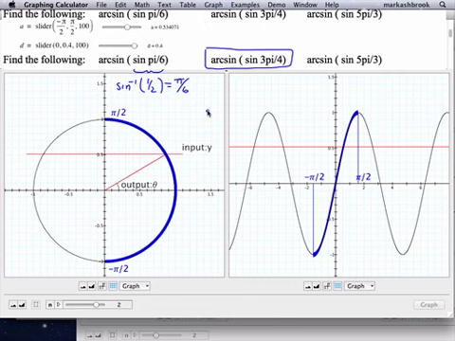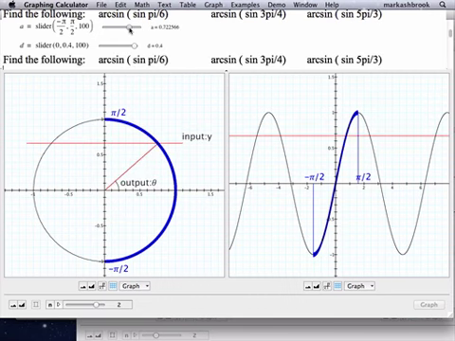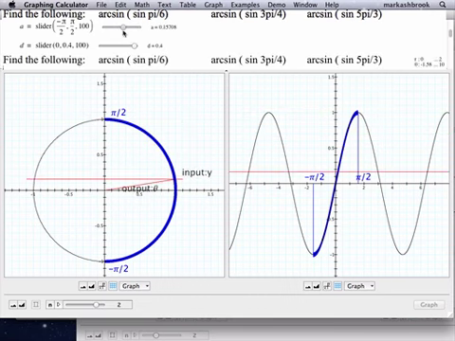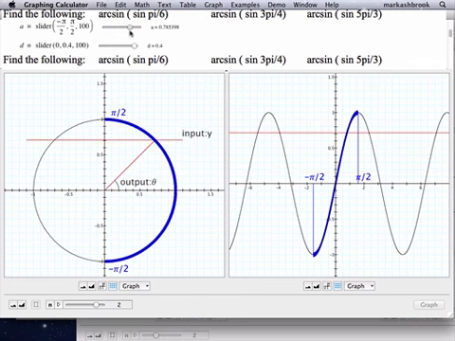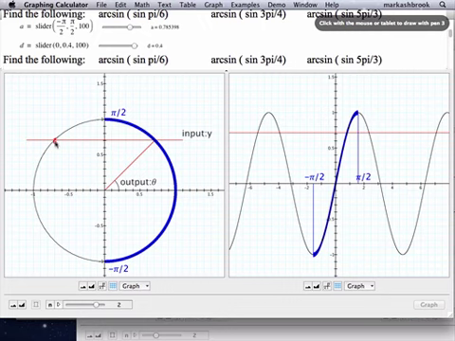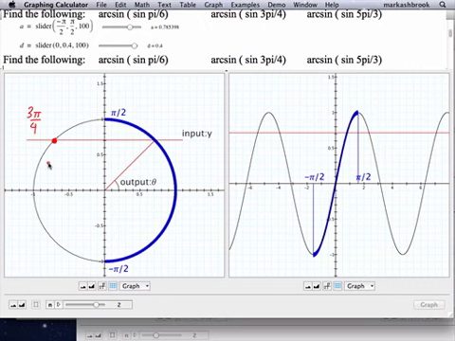No calculator. Don't use your calculator. You should know these from the unit circle. There's your hint. That's your hint.